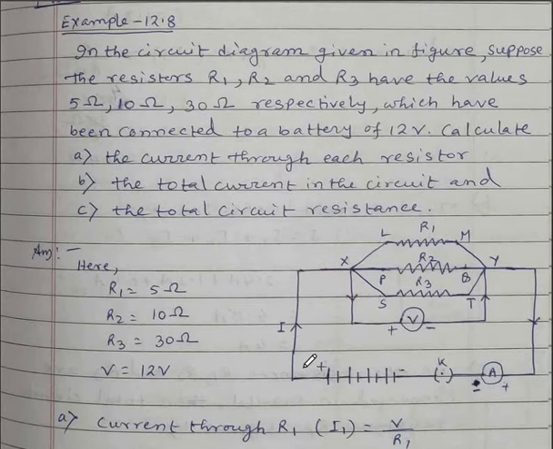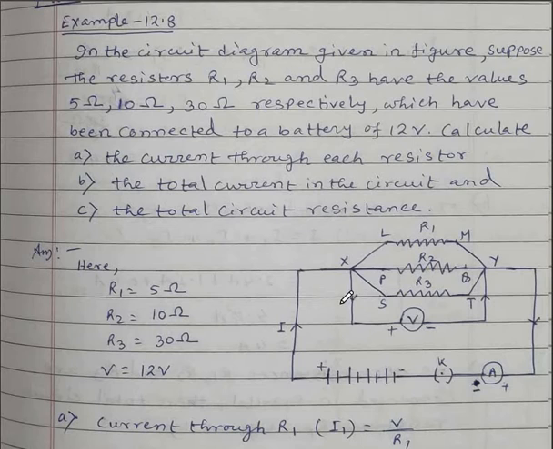This diagram is already given to you: the battery, closed switch, and ammeter to measure the amount of current. Current is flowing from positive to negative. Here one voltmeter is fitted. The same voltage will pass from X to Y.